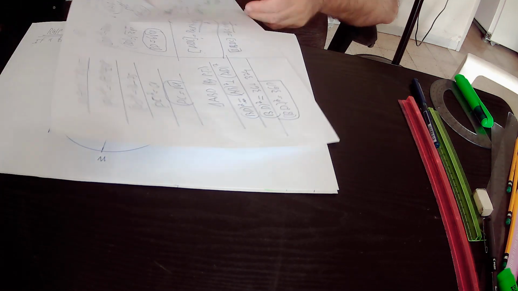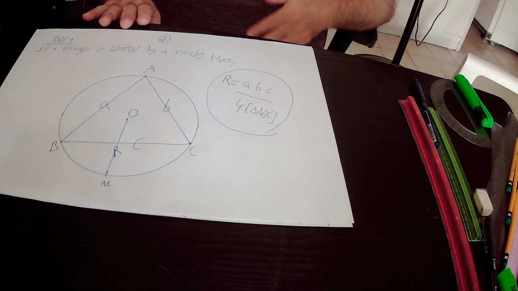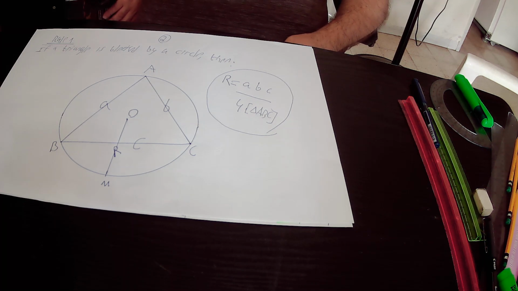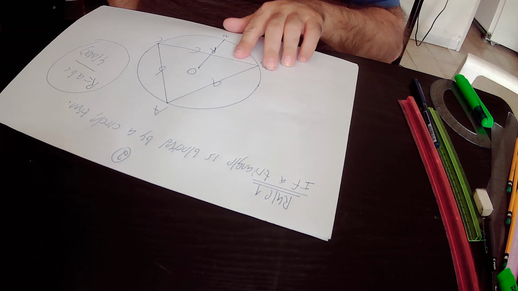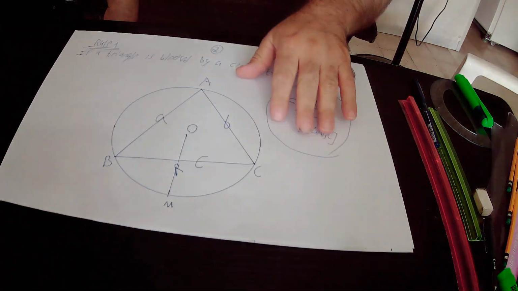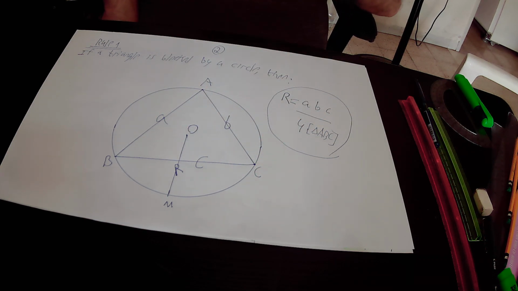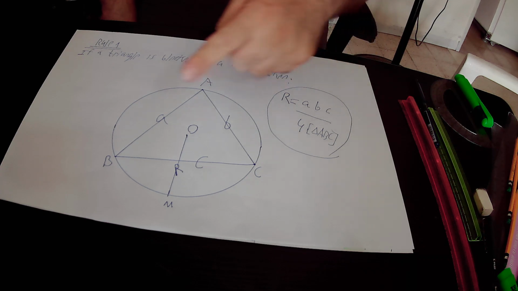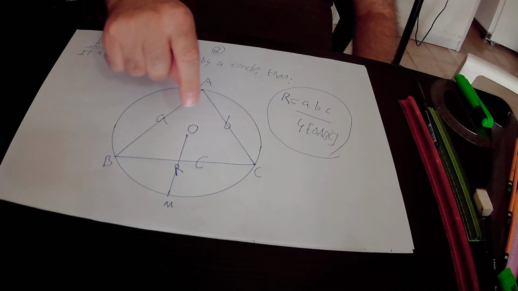In the next step, I presented a new rule and implemented it in our drawing. According to the new rule, rule number 1, if a triangle is blocked by a circle, here we have triangle ABC blocked by this circle, then we can find the radius of the circle that blocks the triangle by using this formula. The length of side AB is A units, the length of side AC is B units, and the length of side BC is C units.